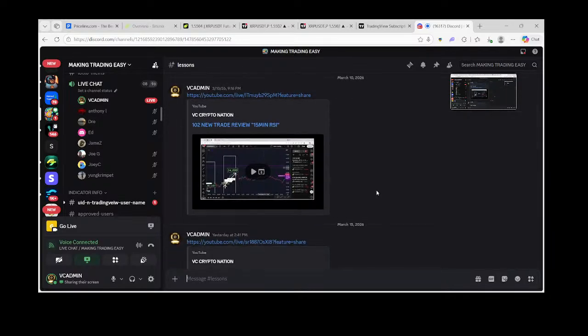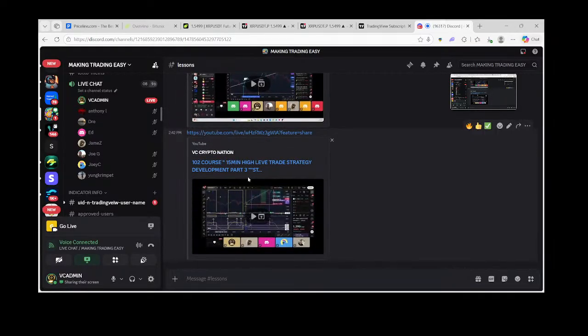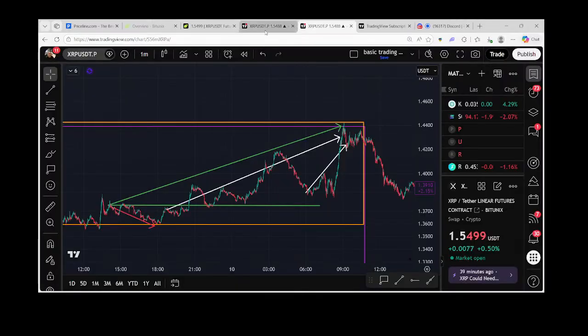Trade here, and now we're the development side. So we had the 15-minute RSI trade. We had the second part to it, which is the development of the trade, and then we have the third part, which is finishing the trade strategy, which leads us to this trade here, which is more about the entry.